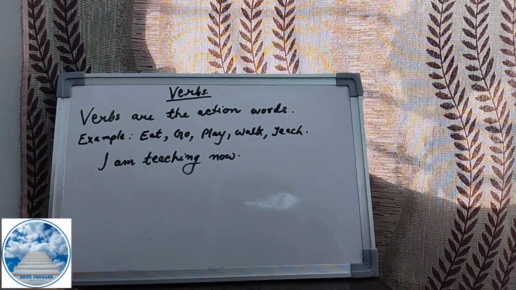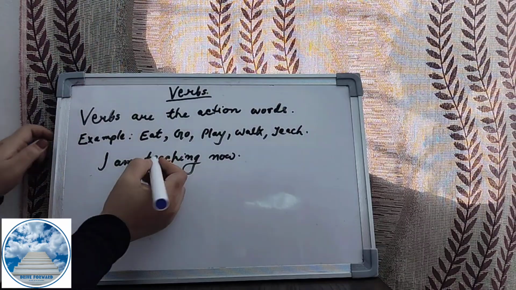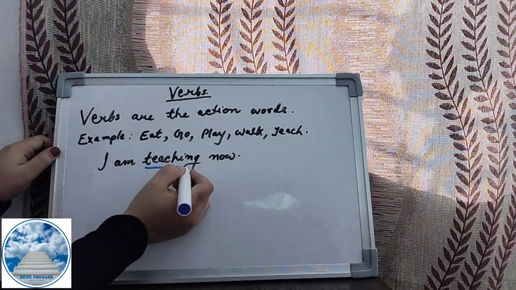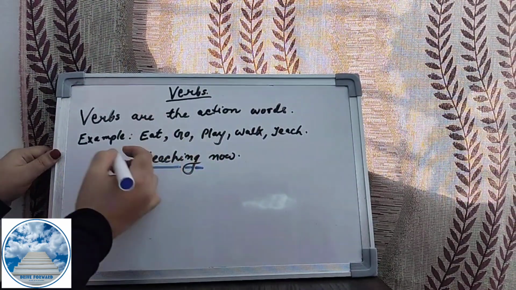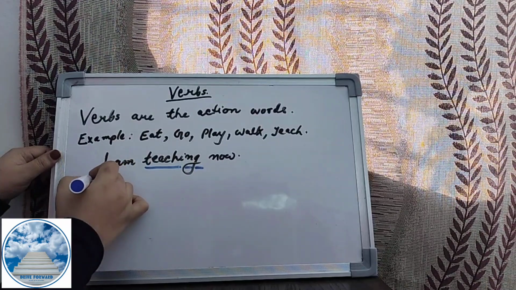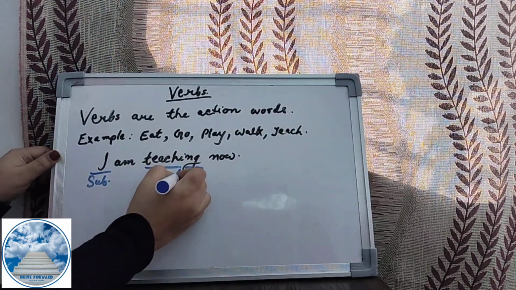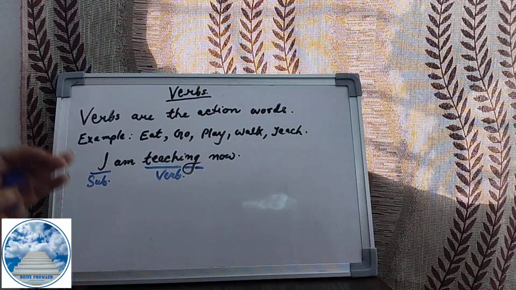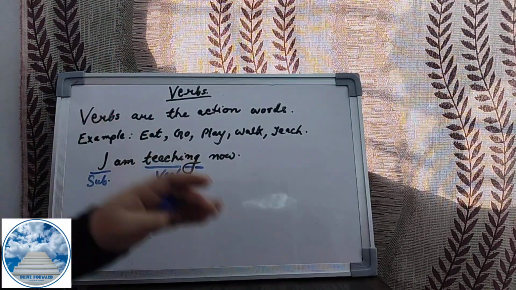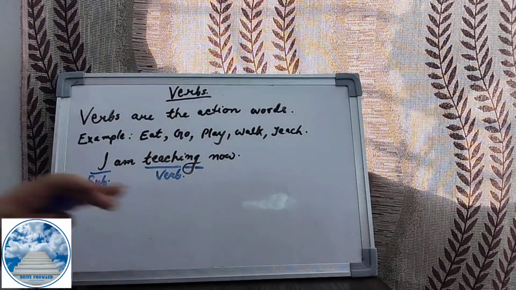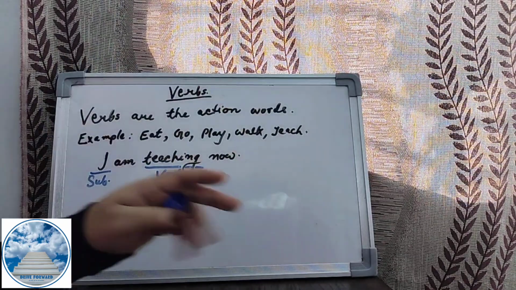This is one of my sentences. So what am I doing? I am teaching. So what is teaching here? Teaching is the action performed by me. So I is the subject here and teaching is the verb. Whatever action the subject performs, that is the verb. So verbs are the action words, right?